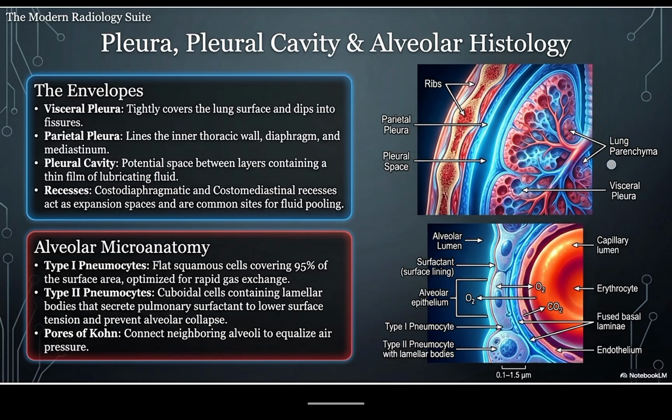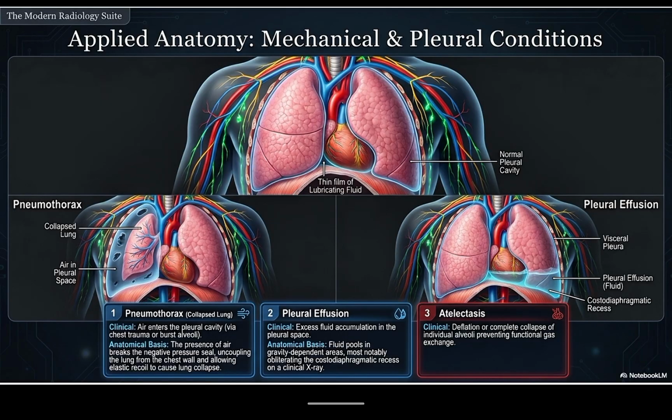What you have to have in mind about the alveolar histology is that it is where gaseous exchange occurs. We have type 1 pneumocytes and type 2 pneumocytes. Type 1 pneumocytes are where gas exchange occurs, while type 2 pneumocytes produce what? The surfactants. That is just a little about the alveolar microanatomy. When I start teaching the histology of the lung, we will dive deeper.